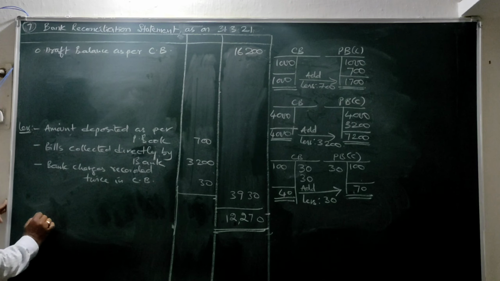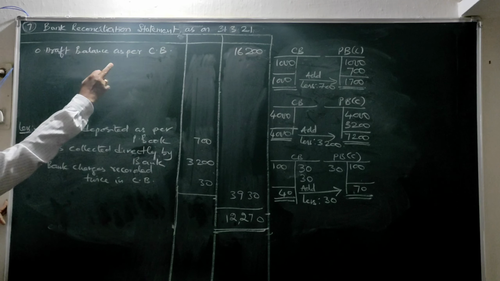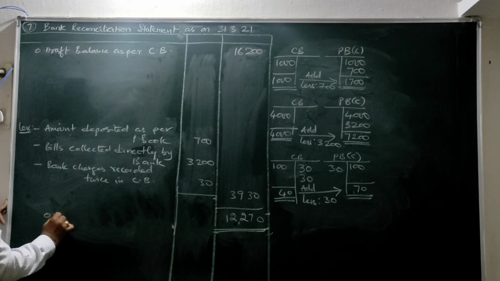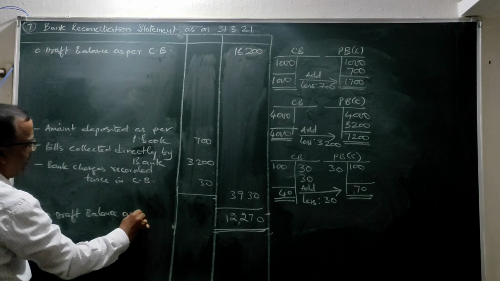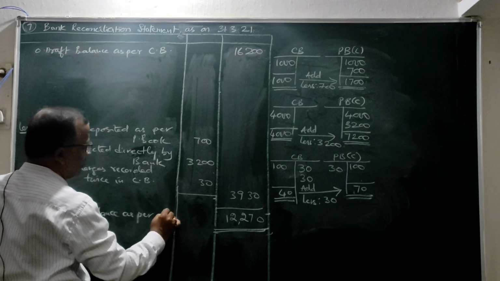So which balance is this? We have started with the overdraft balance as per cash book. So this is overdraft balance as per passbook.